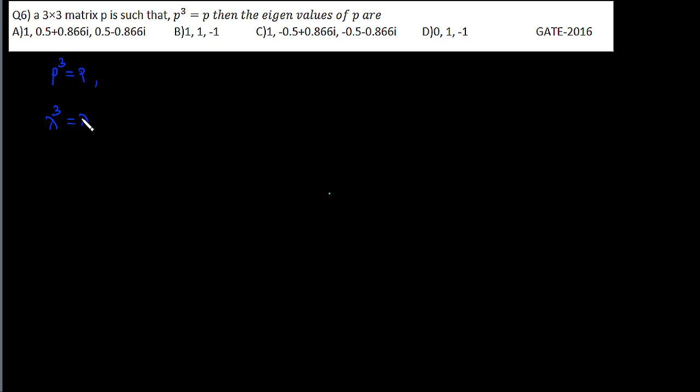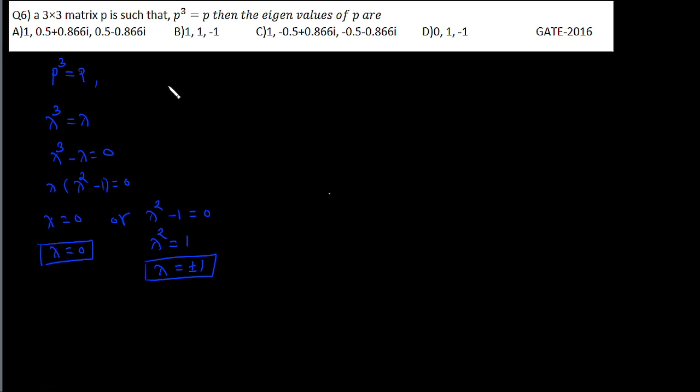So let's bring this lambda to the left hand side. So lambda cube minus lambda, we equate to 0. Let's take lambda common, so lambda into (lambda square minus 1) equal to 0. Now either lambda equals 0 or lambda square minus 1 will be 0. So we have found one value, which is 0. Now here we are getting lambda square equal to 1, so lambda will be plus or minus 1. So that's it, we are done.